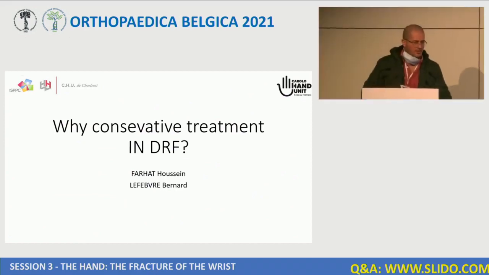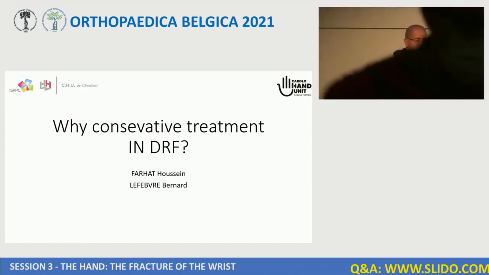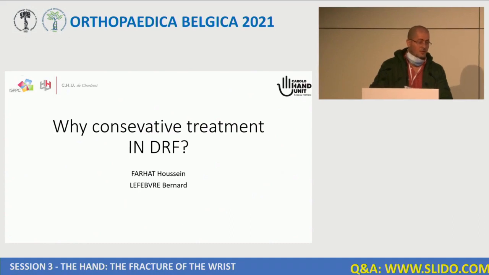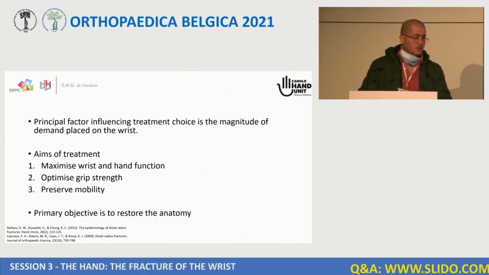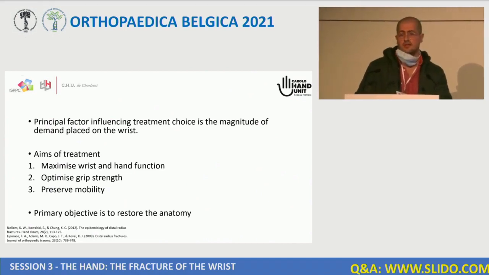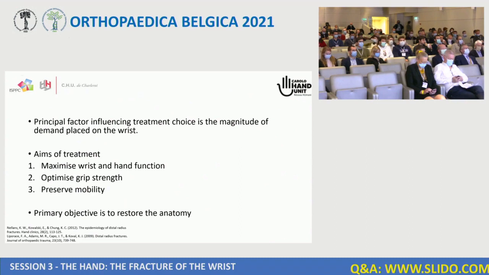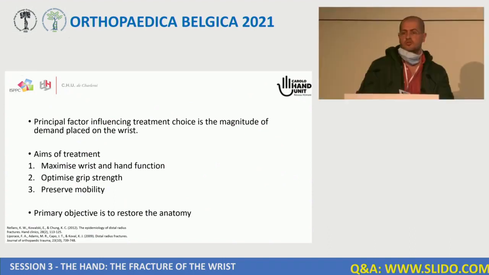So, good morning, everyone. I will talk about the conservative treatment in distal radius fracture, why we do it, and when we should do it. The goal of treatment in distal radius fracture is a wrist that provides pain-free motion and stability to permit activities of daily living and vocational activities in all age groups, and to prevent degenerative changes, especially in the young population.